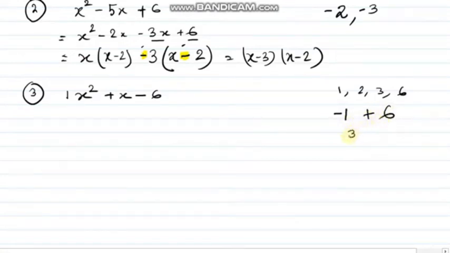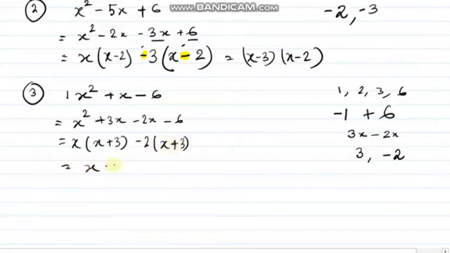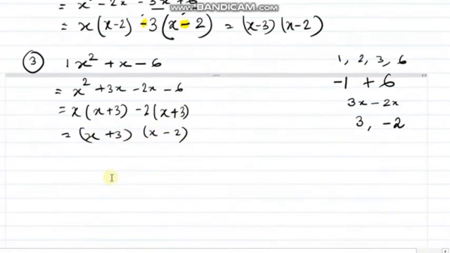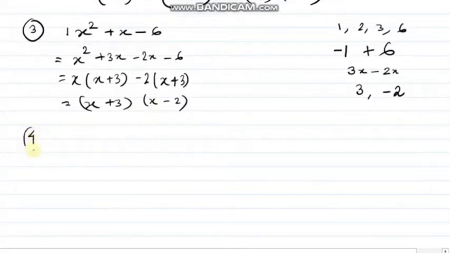So from there, can I write it as 3x minus 2x, or rather 3 and minus 2 are my numbers. So the product will be minus 6, right? So this will be x square plus 3x minus 2x minus 6. If I take x common, it will be x plus 3, minus 2 common, again x plus 3. So x plus 3 common and x minus 2, right? As I said, I am going to discuss everything related to 6 right now, so that you can understand how we can rearrange the numbers.